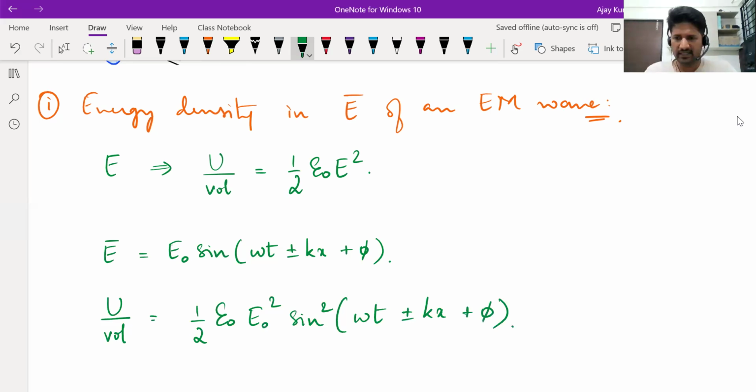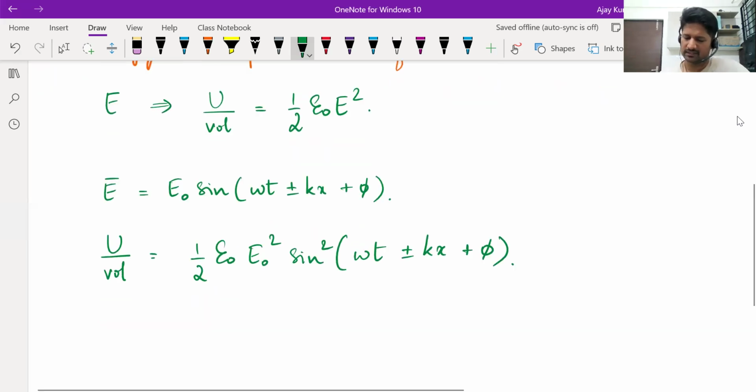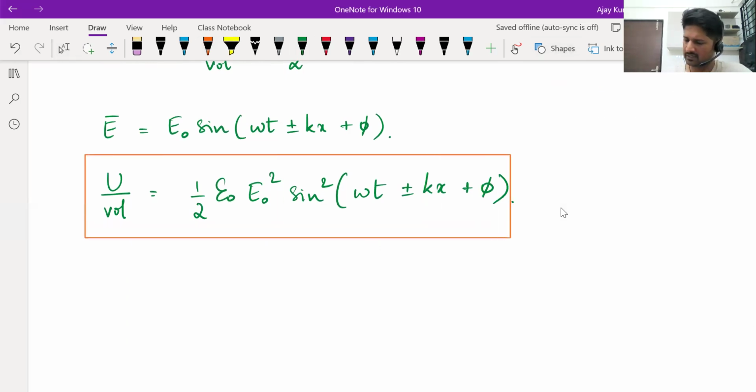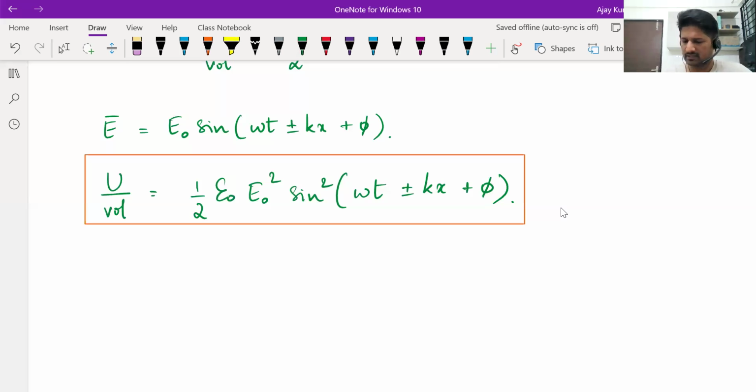So simply because the electric field produced by an EM wave is non-constant, is variable, the energy density of the electric field also keeps changing from time to time. Point to point also it will keep changing. Okay. So this is the general expression for energy density in the electric field of an EM wave. At any time, at any point, you just substitute the corresponding x coordinate and time. You can tell what is the energy density.